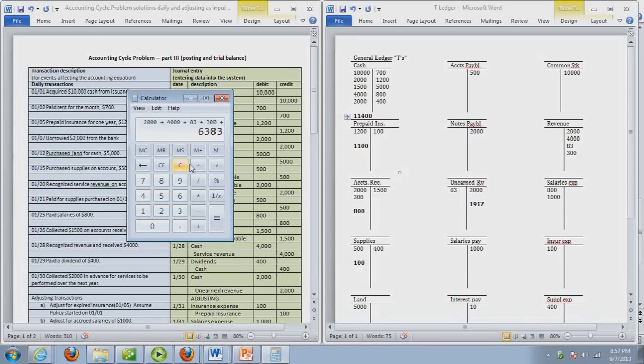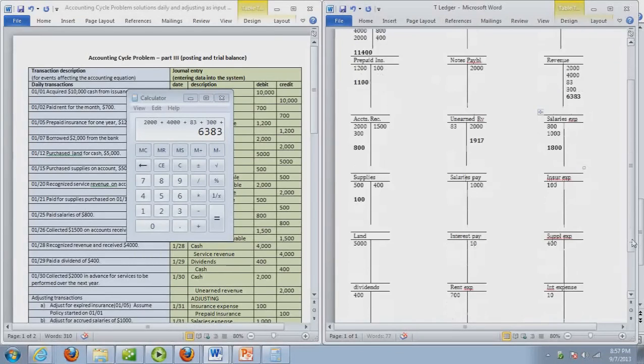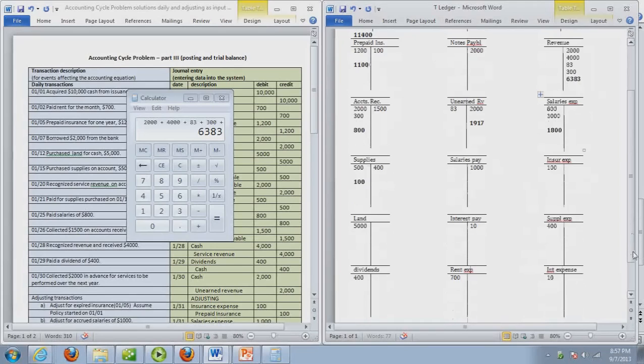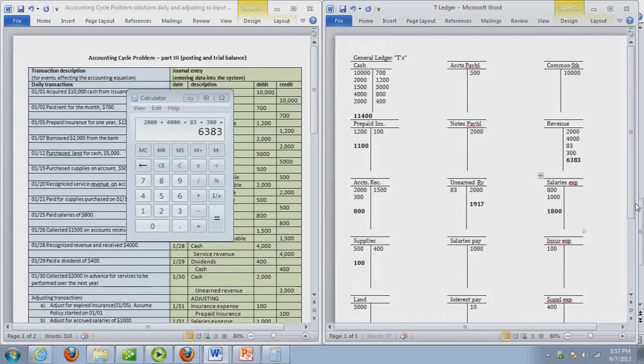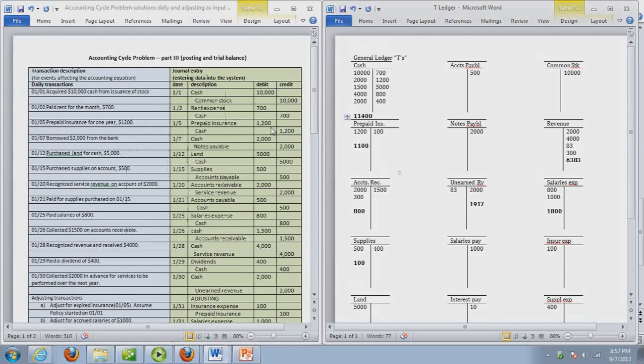300, so 6383, and I'll bold that to make it the total, make it a little easier to see, maybe. Okay, and this salaries expense just has two things added together. Okay, so that's a debit, and we expect the expenses to have debit balances. Okay, so it looks like we have a balance for each thing. It may not be right, but we'll find out shortly.